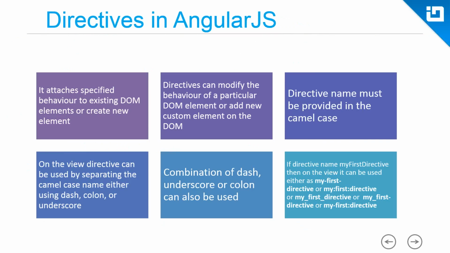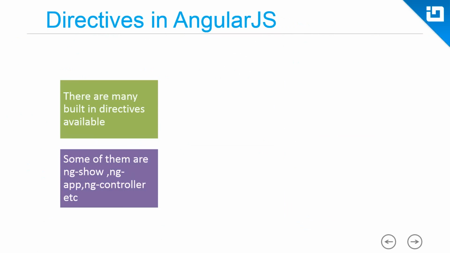Just an overview of directives. Directives attach a specified behavior to an existing DOM element or create a new element. A directive can modify the behavior of a particular DOM element or add a new custom element on the DOM. Directive names should always be in camel case, and you can use them in the view separated by a dash, underscore, or colon.